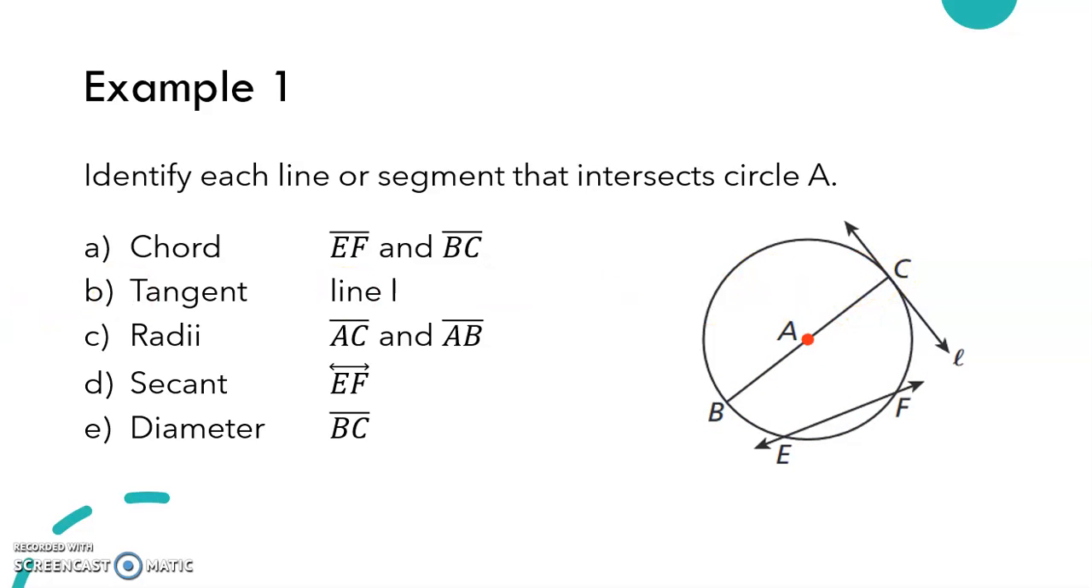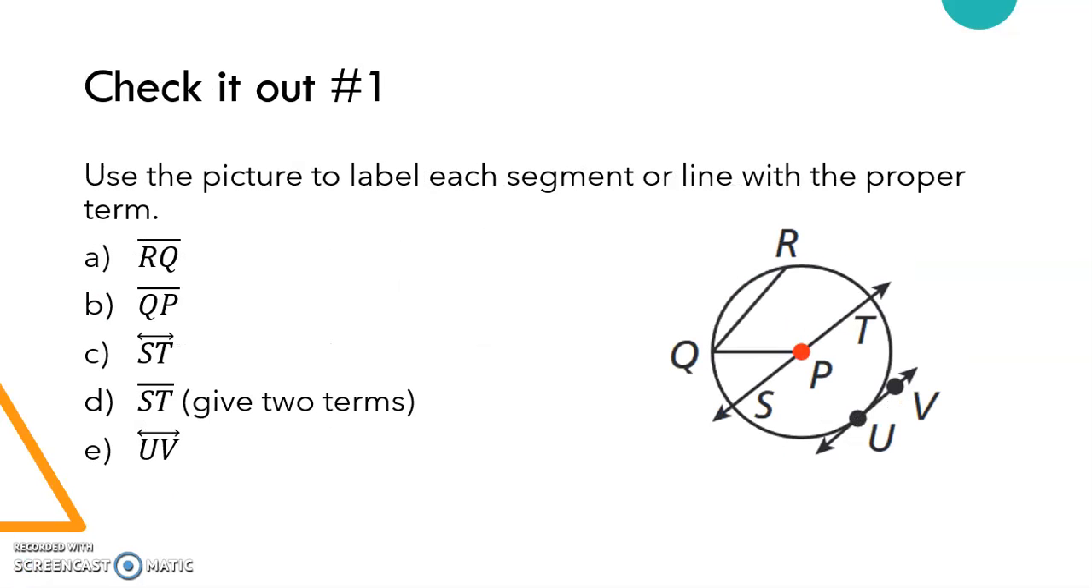So it's time for a check it out question. In check it out number 1, you're going to use the picture to label each segment or line with the proper term. And what I've done is instead of using what the book gives, which is just label everything you can, I've asked you to label certain segments or lines. So see if you can go through and figure out which term would apply to each of these, and then press play to see the next part of our lesson.